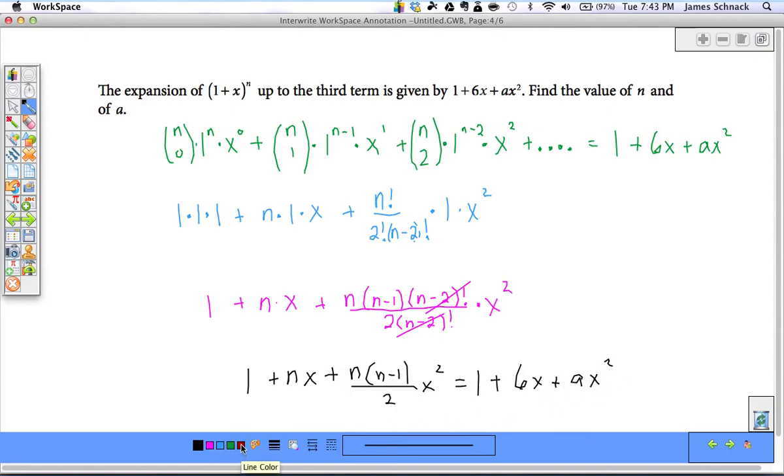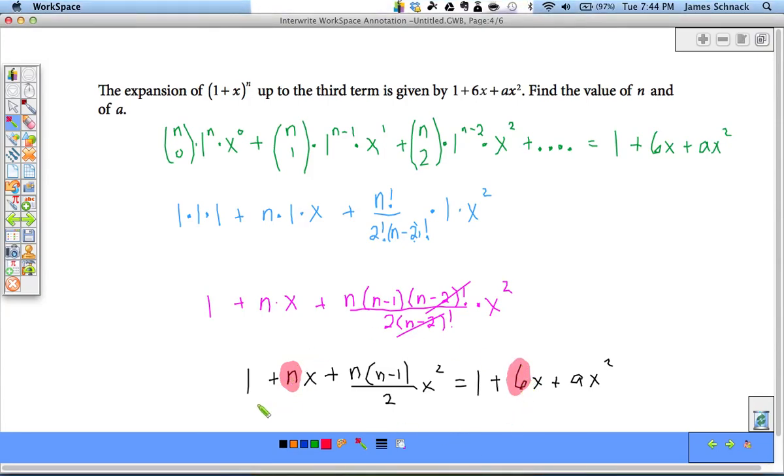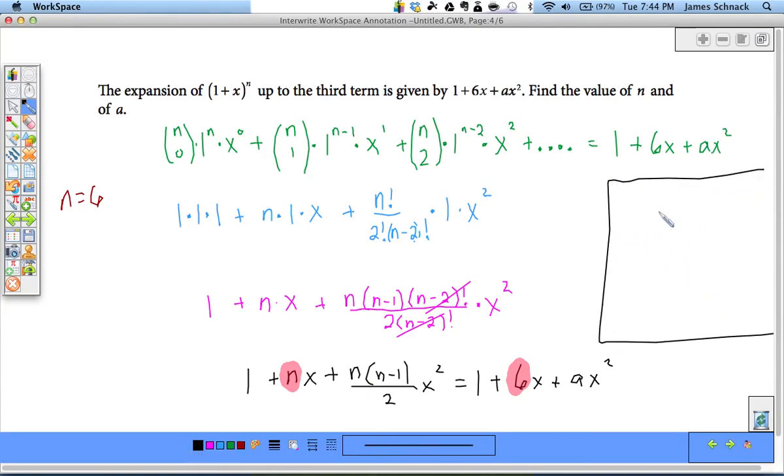All right, so how does that help me, you might ask? Well, the coefficient of x has to equal the coefficient of x over here. So we now know that n equals 6. We also know that a, this a right here, has to equal this coefficient of x squared, n times n minus 1 over 2.